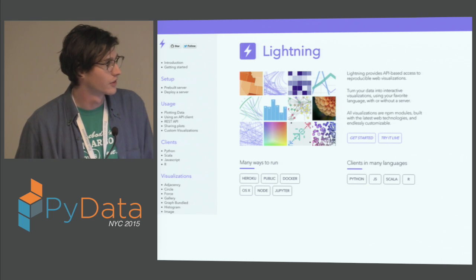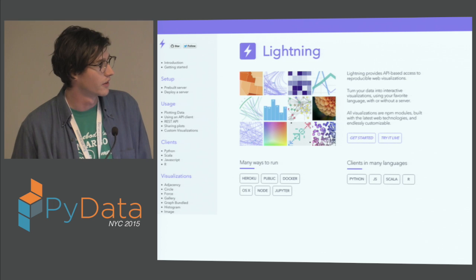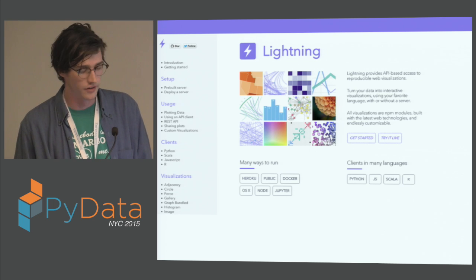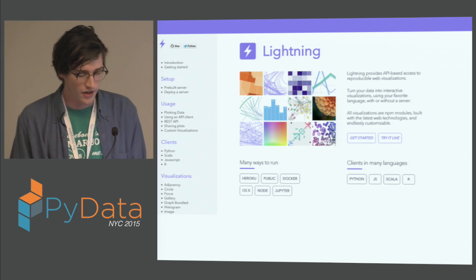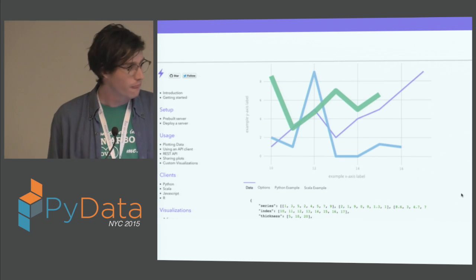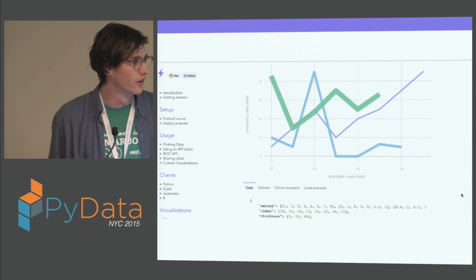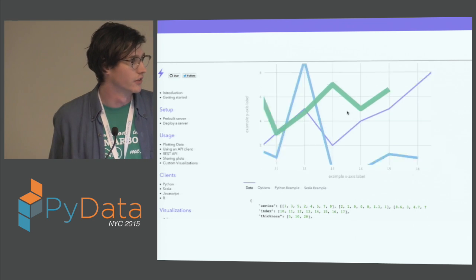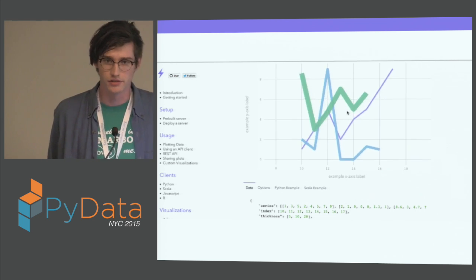So this is just a quick look at what the website looks like. If you go here, these are all the visualizations that we have by default. I think there's maybe 15 or so by now. If you click into any one of them, you get this live editor that shows you what our line visualization looks like.